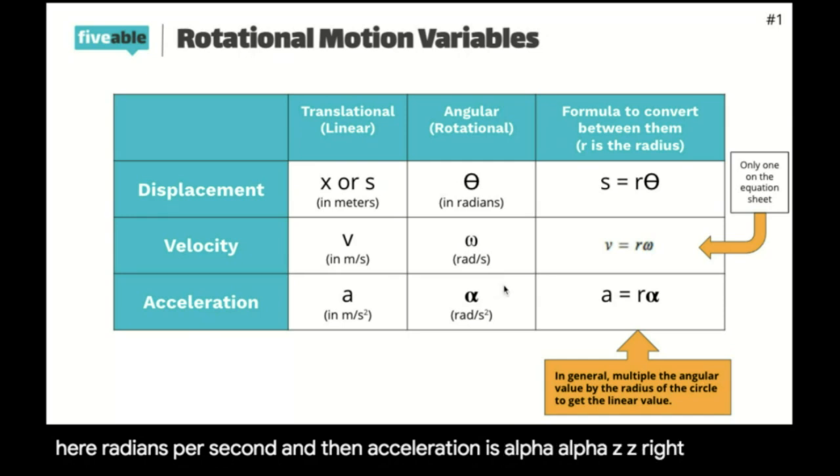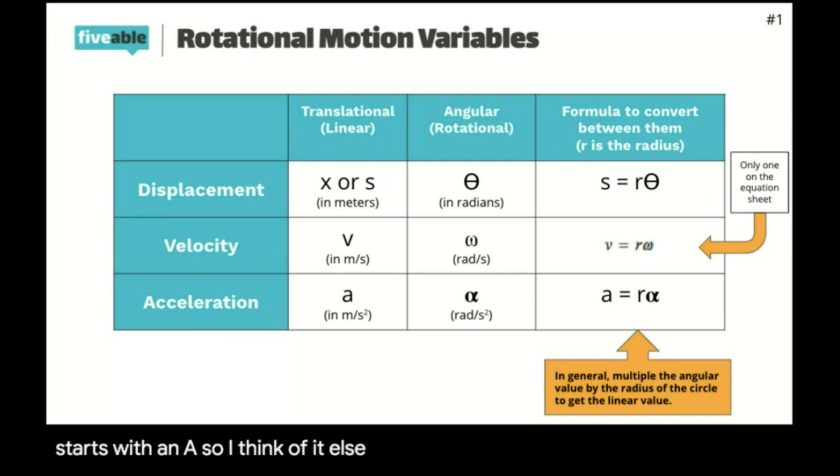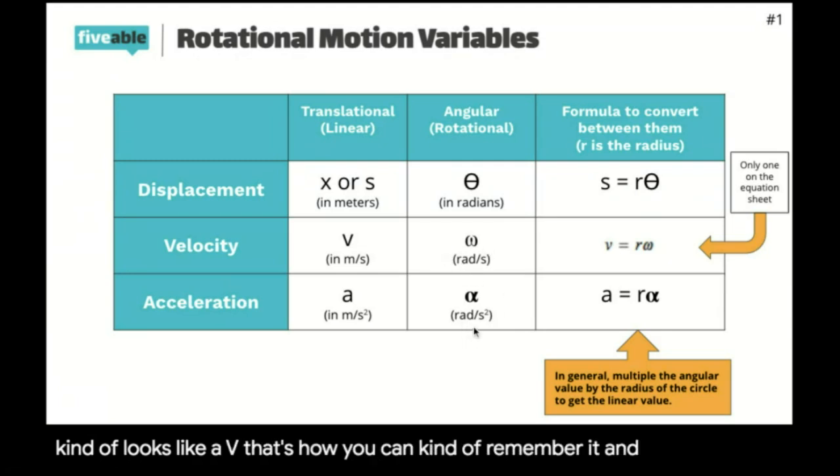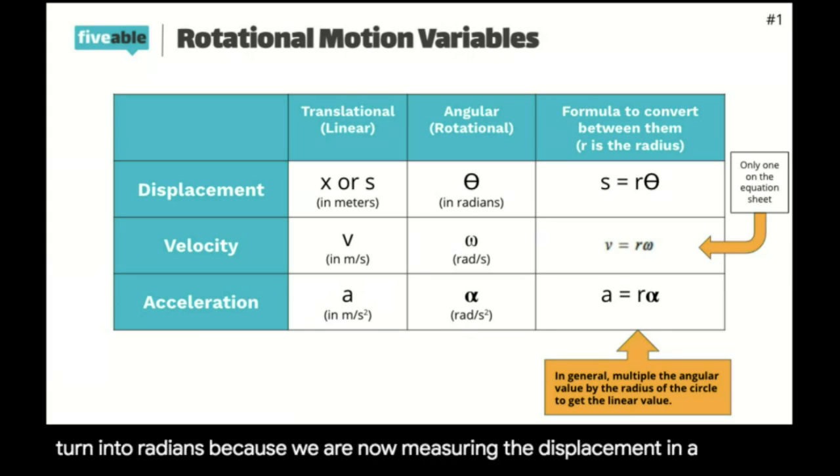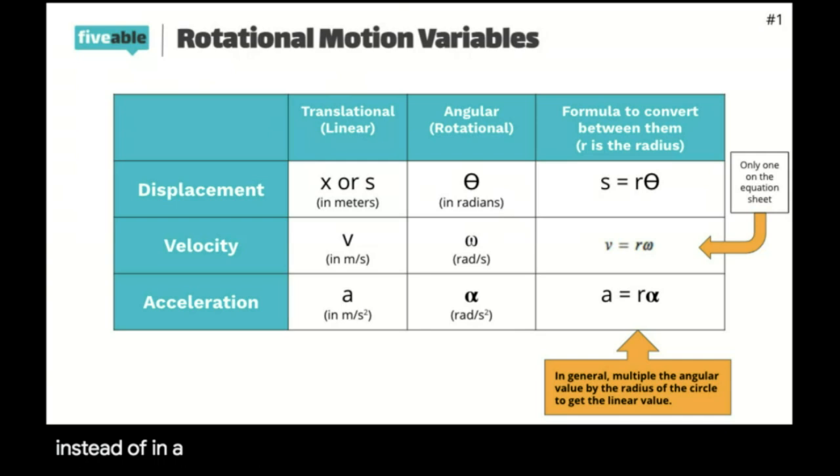Alpha is easy, right? Because it starts with an A. So I think of alpha for acceleration. It even looks like an A a little bit, right? Just like omega, I know it looks more like a W than a V, but it kind of looks like a V. That's how you can remember it. And acceleration is radians per second squared. So basically all of the meters turn into radians because we're now measuring the displacement in a circle instead of straight, translationally.